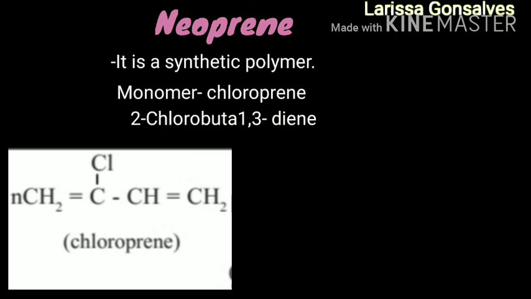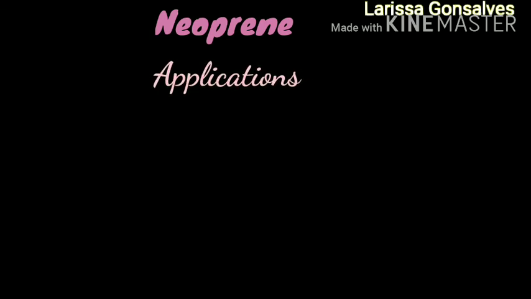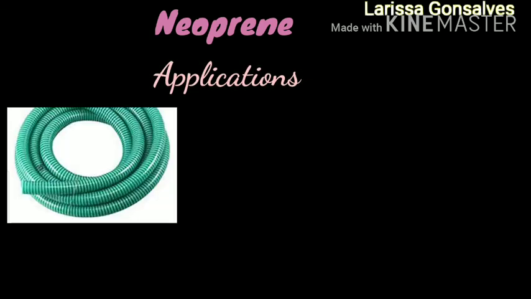Vulcanization of neoprene is done using magnesium oxide. Vulcanization is done to improve the properties of the rubbers and also to introduce cross links inside the rubber. Neoprene is resistant to petrol, vegetable oil, even heat and light. Neoprene is used in making the hose pipes which are used for transportation purposes.